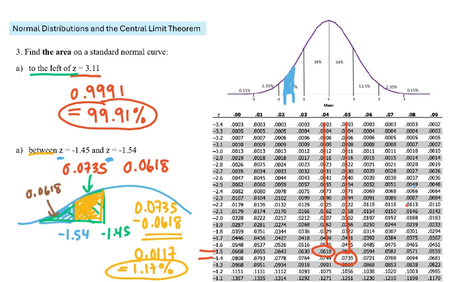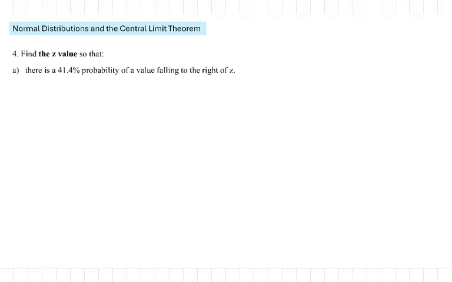So this area. Okay, now this question's a little bit different. It's kind of backwards. We don't know the z-value. They didn't tell us standard deviation or mean or anything, but we want to find a z-value so that 41.4% of the data falls to the right.